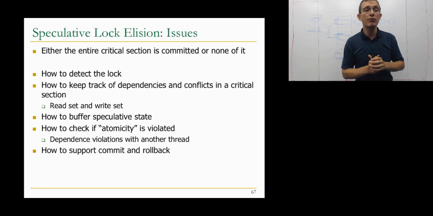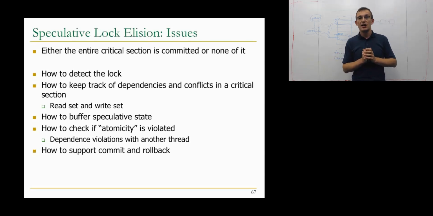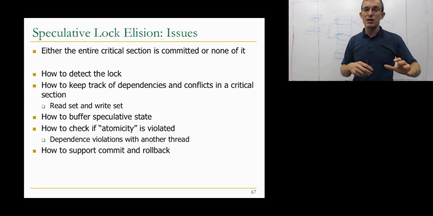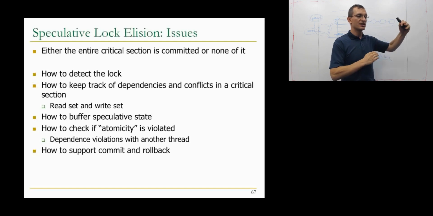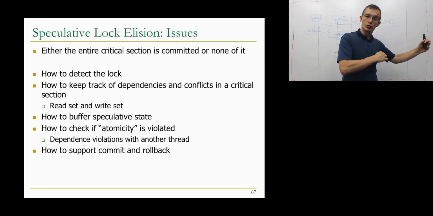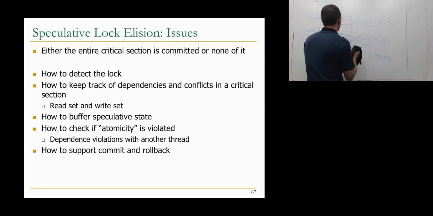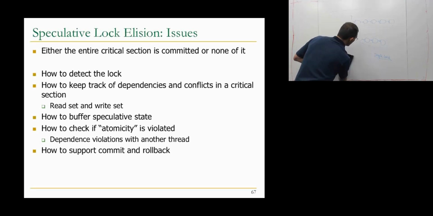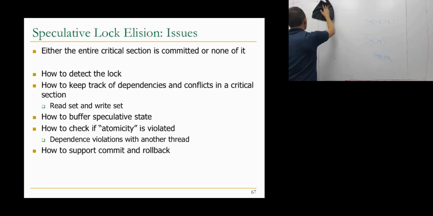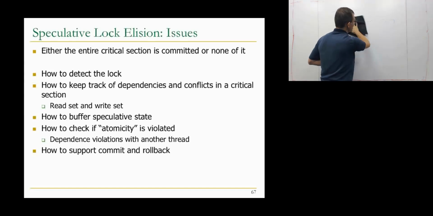The second issue is how to actually keep track of dependencies and conflicts in a critical section, right? Basically, how do you ensure that you know what the critical section read or wrote? This is very similar to thread level speculation as we discussed earlier, right? How to parallelize single-threaded applications. Basically, you need to somehow keep track of what is read by a critical section and what is written by a critical section.